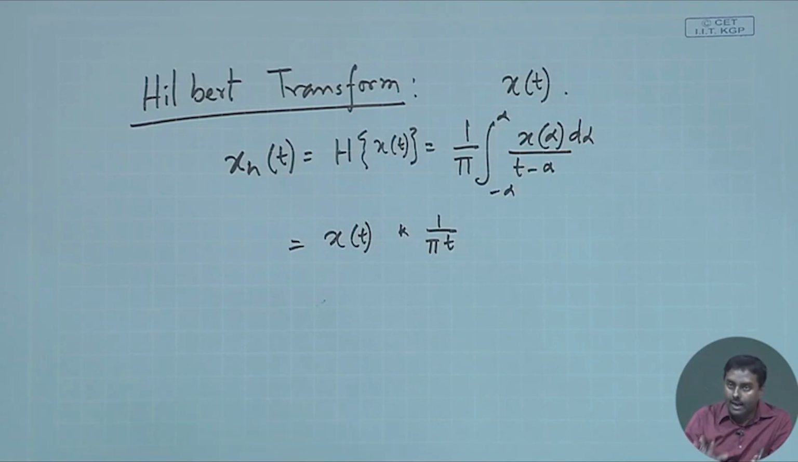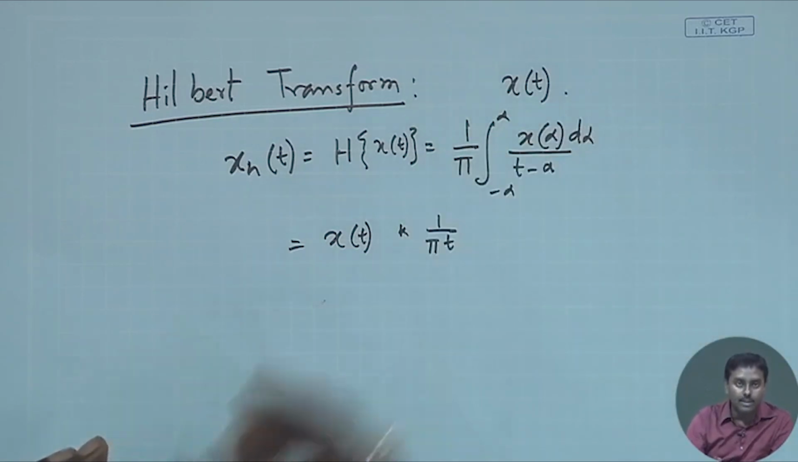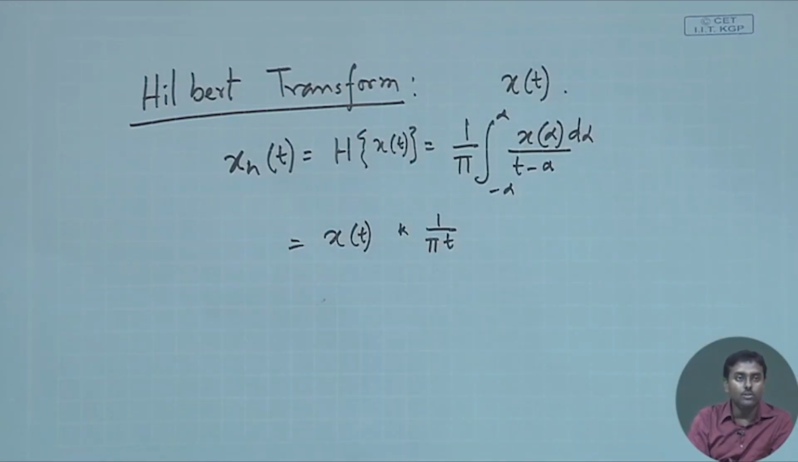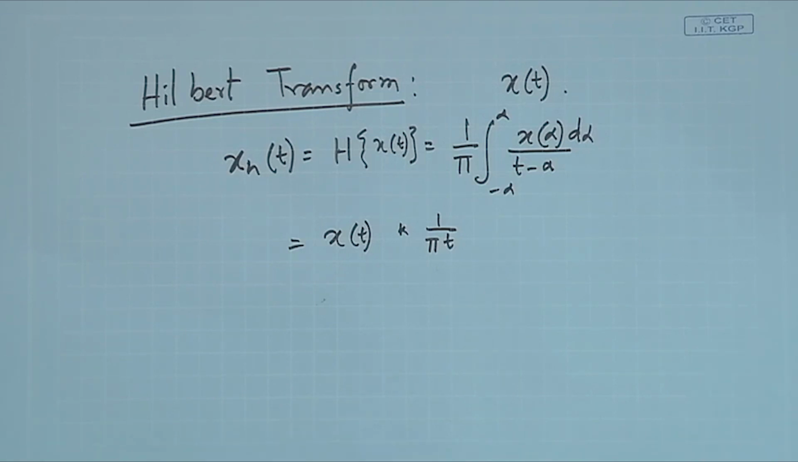So, I can immediately identify that xh(t), if I do the Hilbert transform, is nothing but the convolution of x(t) and 1 by pi t. Why am I doing that? Because we have already discussed that if some signals are convolved in the time domain, then the Fourier transform is the multiplication of those two signals.